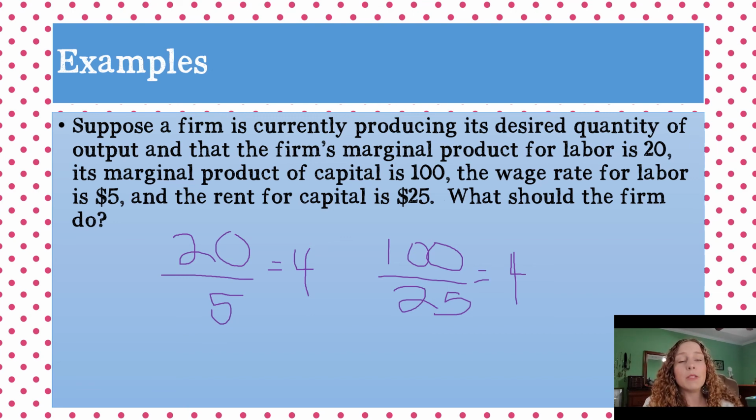They are at the optimal mix, and so they should continue to employ labor and capital in these exact same numbers that they are using, because it is equal. So they are at that cost minimization point, and they are utilizing the optimal mix. So hopefully this will help you understand what is meant by all of this.